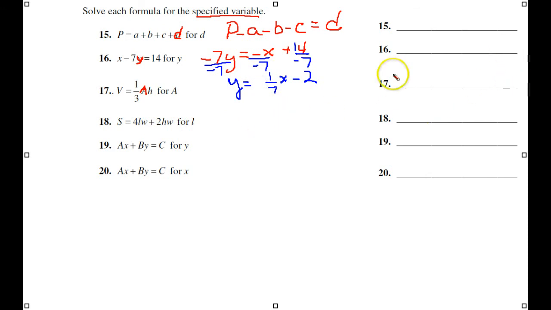Okay, number 17. We want to solve for capital A. It's got a fraction. First thing I'm going to do is multiply both sides by 3. The 3's now on this side cancel out, and I get 3v equals AH. Now to get the A by itself, I'm going to divide both sides by H. And there's my answer. This is an H. Otherwise it looks like an N.